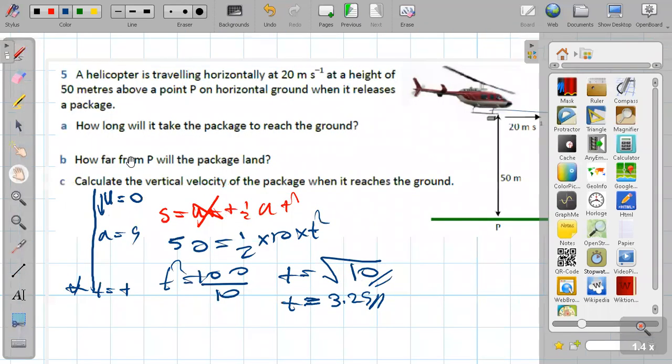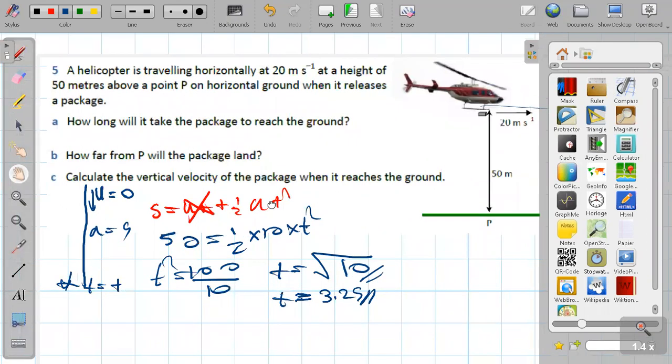Then how far from P will the package land?